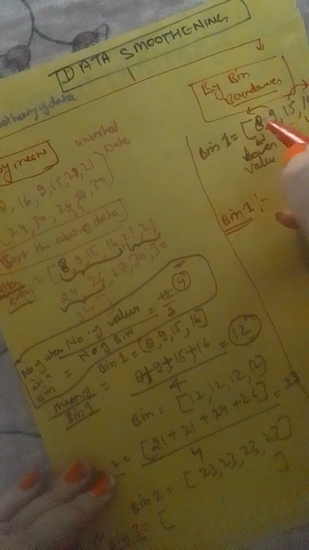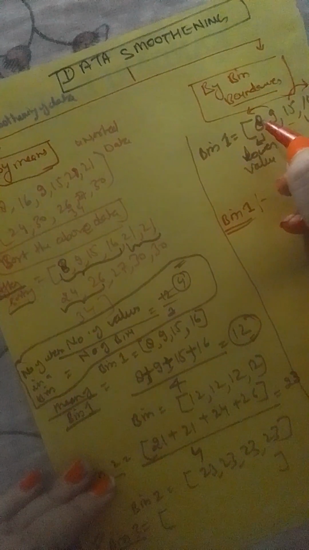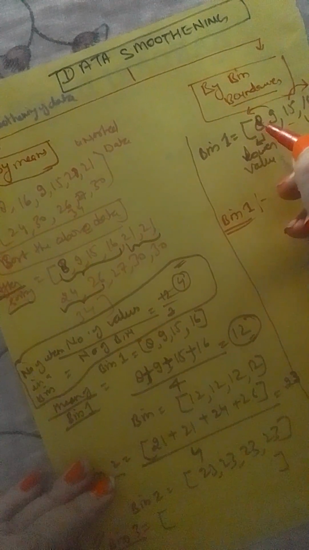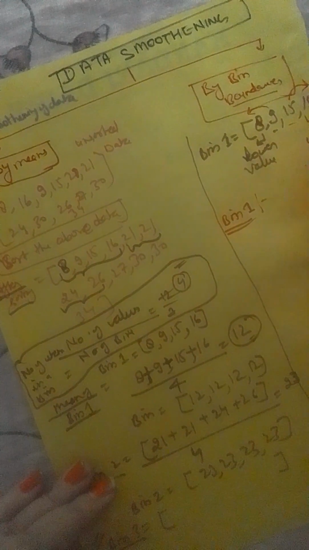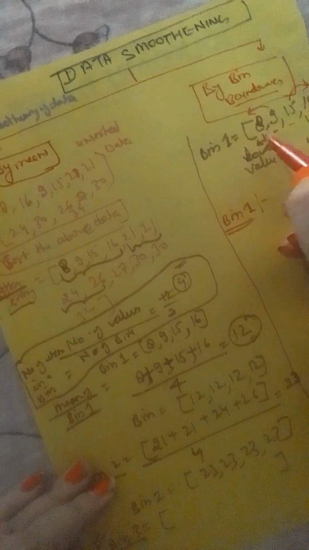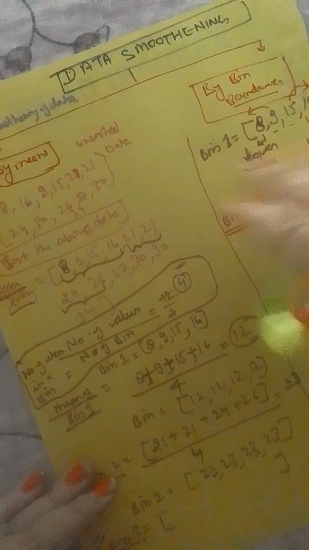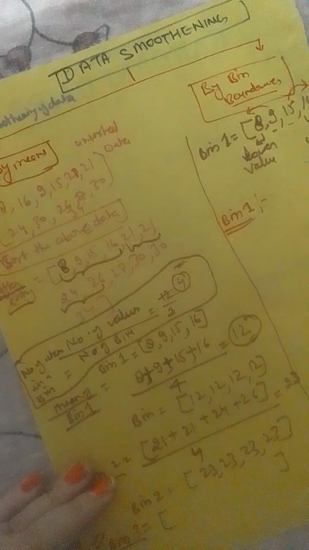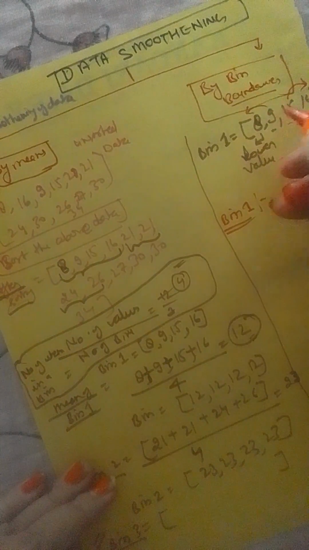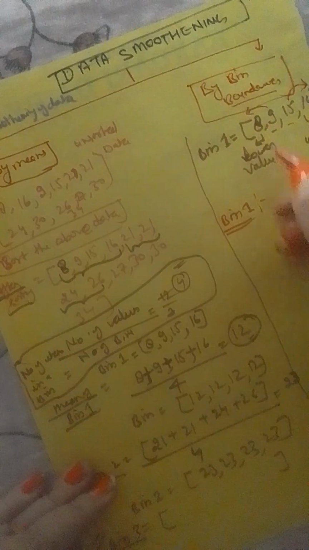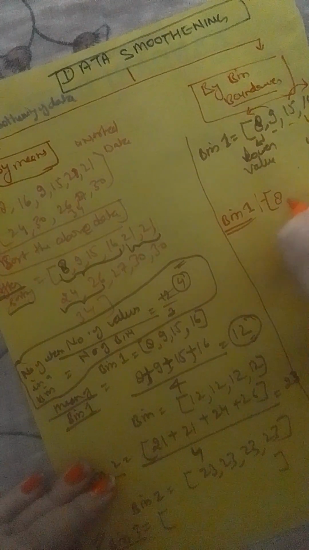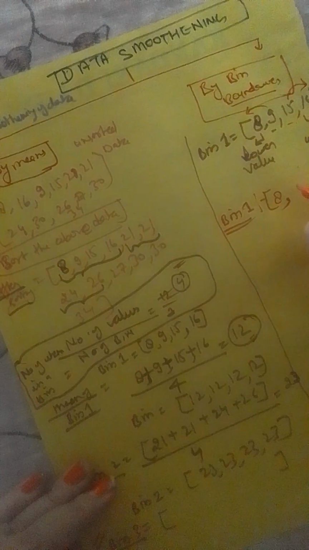Why do we say boundaries? Who is there on the boundary? Here 8 is the value which is near the boundary, and here 16 is the value which is near the boundary. That is why we call it bin boundaries. The values at the boundary don't get changed, they remain as they are. But the values next to them get changed according to their boundary values. So 8 would remain the same, and 9 would change according to 8.